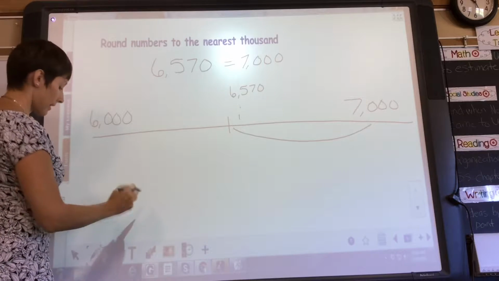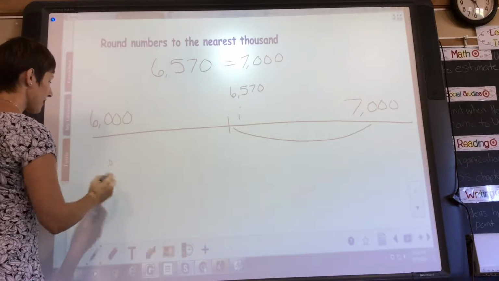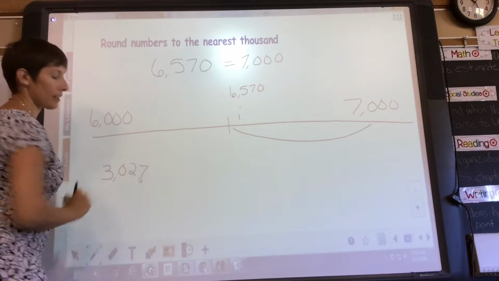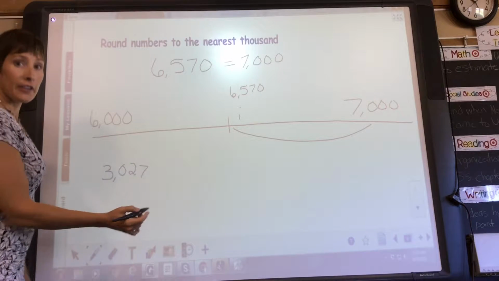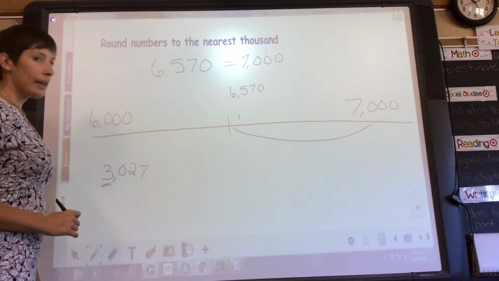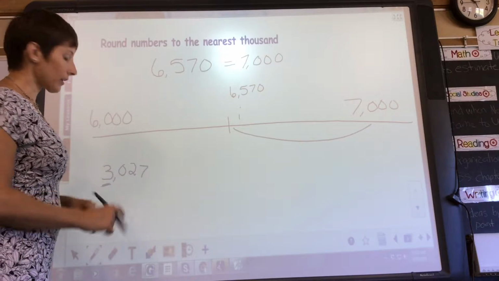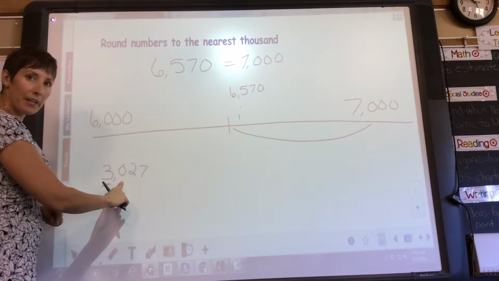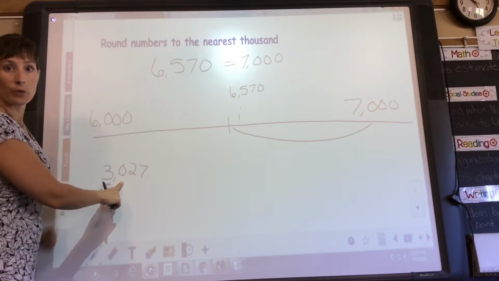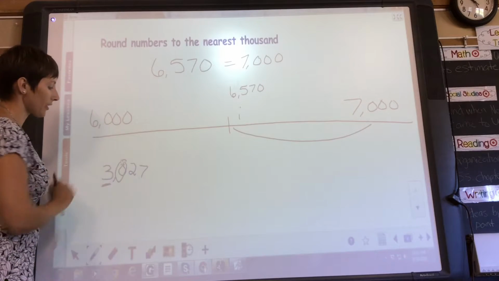Another way of looking at this is just the simple rounding technique that we've learned before. Let's take a new number this time. We will take 3,027. Remember, we're rounding to the nearest thousand. You can underline that place value that we're rounding to. Now you need to think, what place do we look at? And we always just jump one place to the right. So in this place, if we're rounding to the nearest thousand, we're going to look at that hundreds place value.